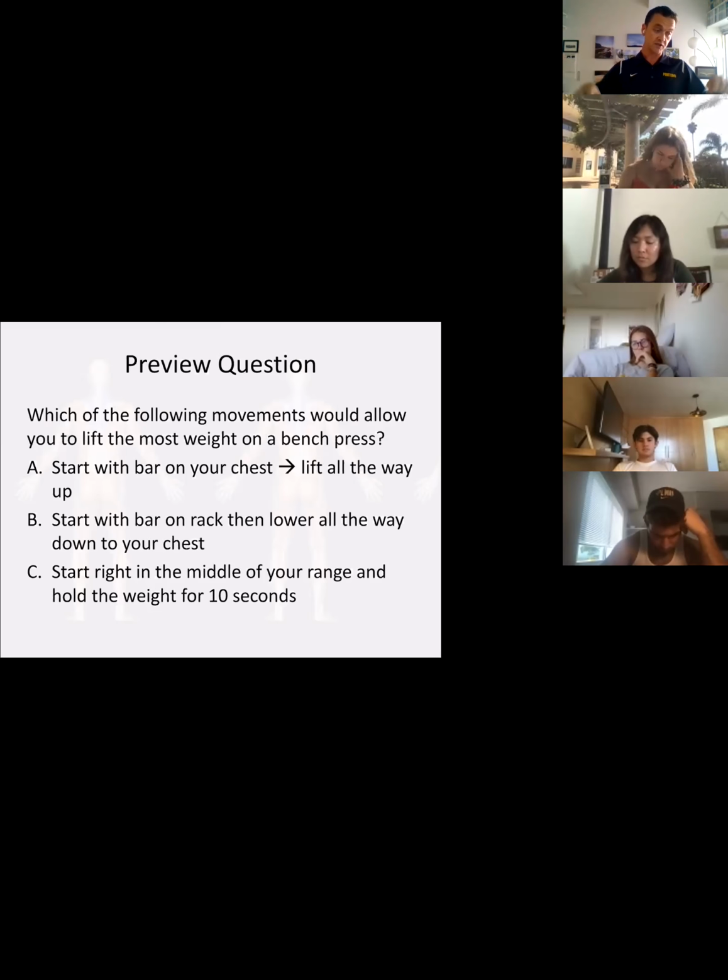B would be you start with it on the rack, and all you have to do is lower it down. You don't have to do anything else with it. You just have to lower it down in a controlled way. Or the third option would be somebody helps you lift it off the rack, helps you get it down to about mid-range. Then all you've got to do is hold it there. Don't let it move. Those 3 things represent the 3 types of contractions.